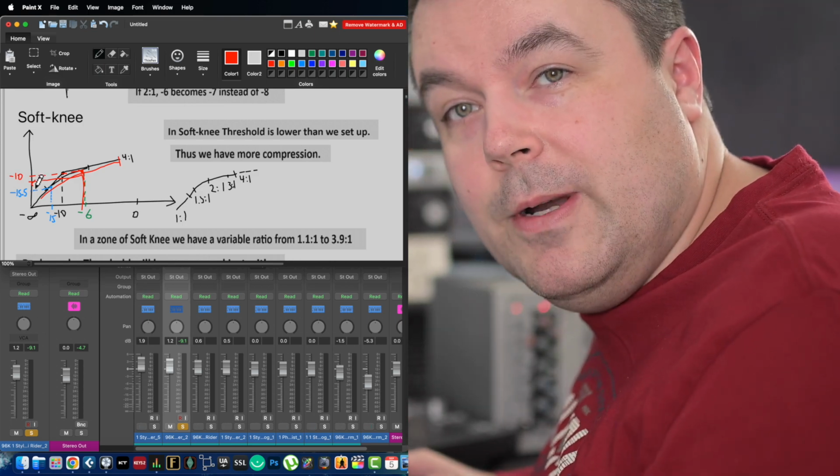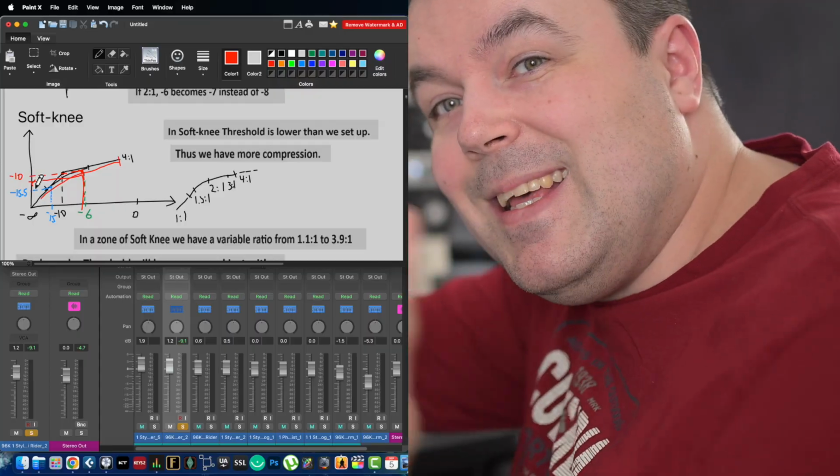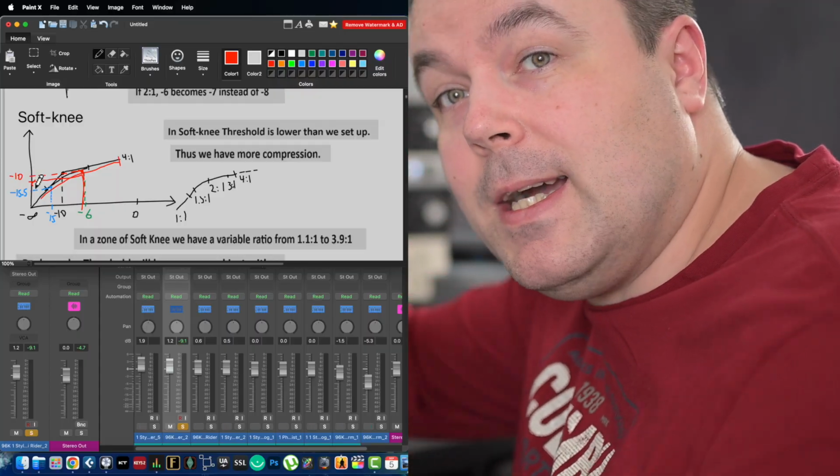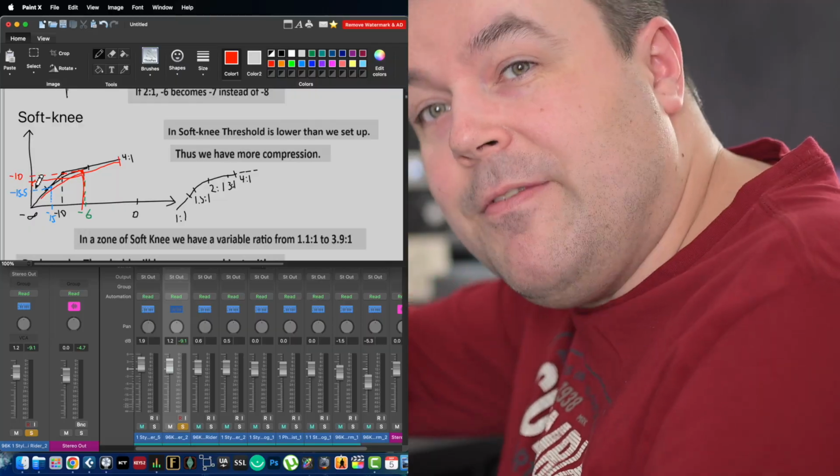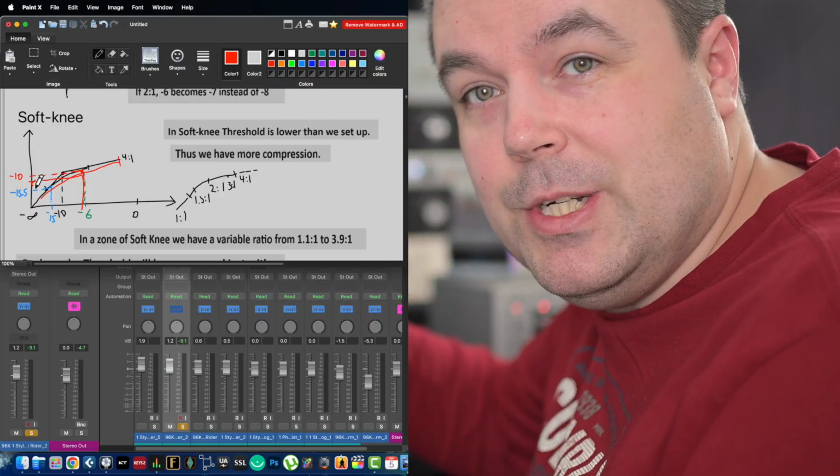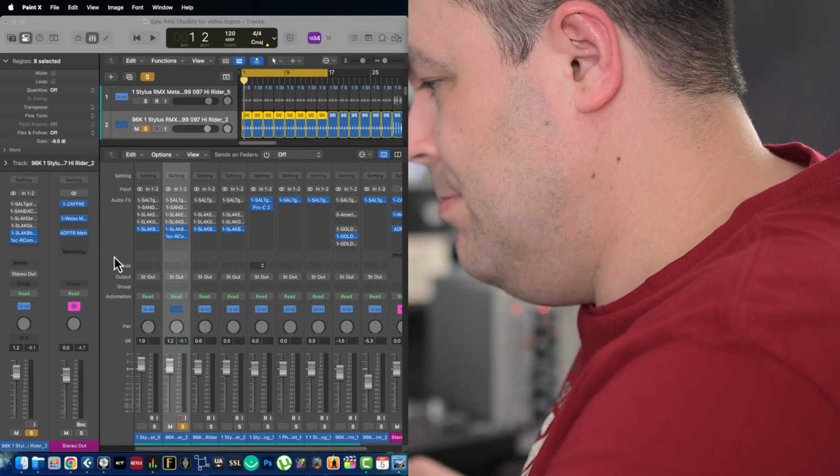More compression, you know what I mean? 4-to-1 is not as wide a soft knee, that's why the meeting between the graph and your peaks is higher. And you have less compression. Let me show you an example. Let's say this is the beat.